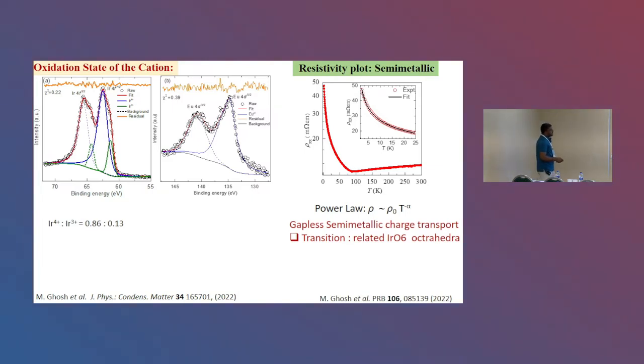Now we measured the resistivity versus temperature. In the high temperature region, it has metallic behavior, whereas around 90 Kelvin, it goes to insulating behavior, but the insulating behavior does not follow any activation law, rather it follows a power law, T to the minus alpha. That means it is a kind of gapless semi-metallic feature. This transition is related to some microscopic change in the IrO6 octahedra parameters, like the Ir-O bond length, which is changing with the temperature variation. That's why it is reflected in the transport.